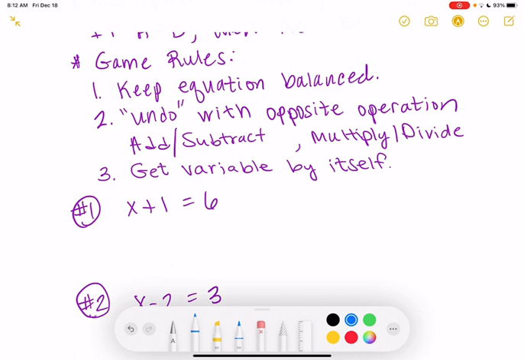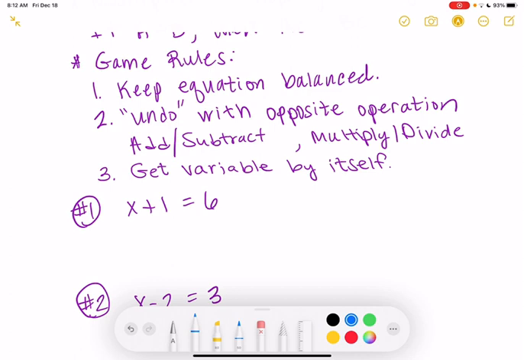Okay, so here is number 1. Are you ready? I have x plus 1 equals 6. Okay, so if you print off the cards, you can flip through them. If you're just keeping track of them in your head, think about what would I do to get that variable by itself.